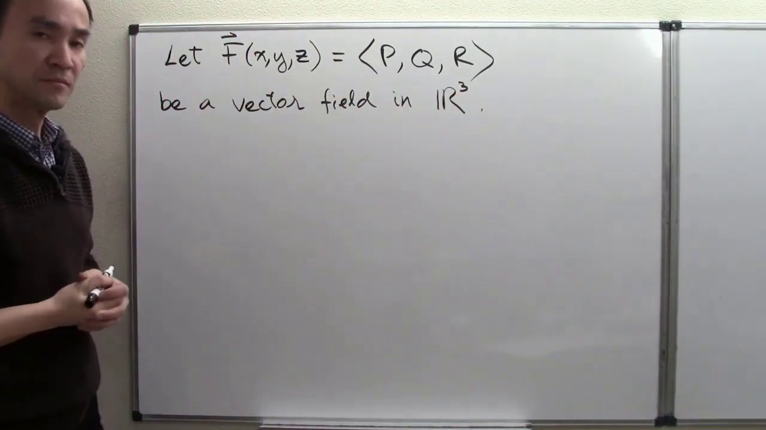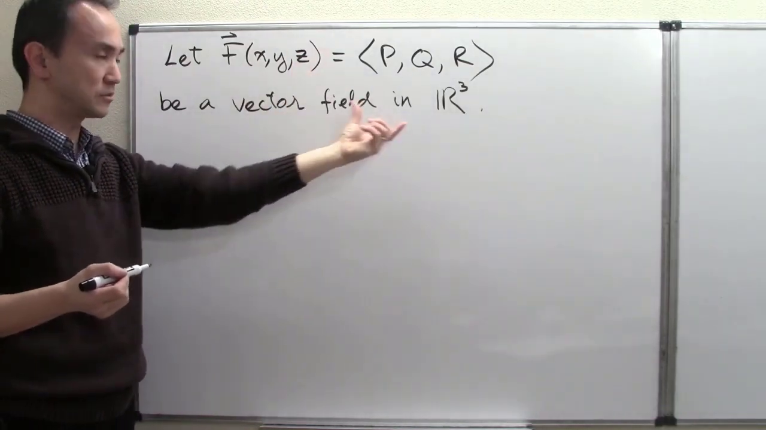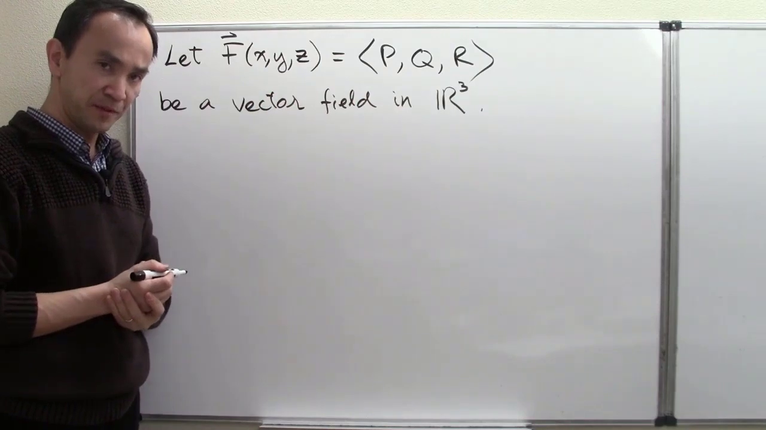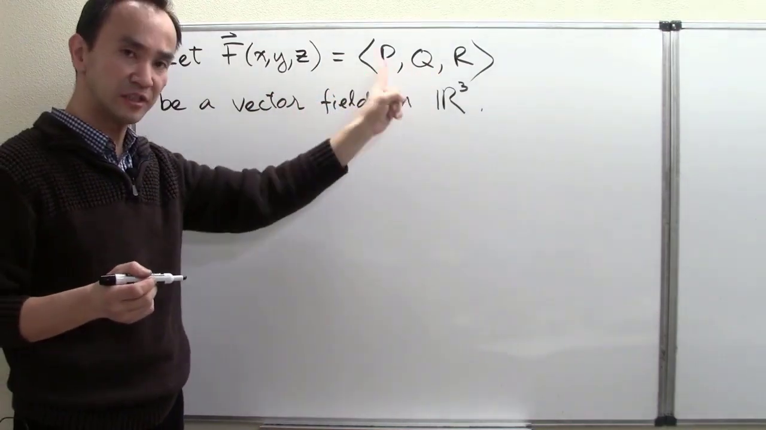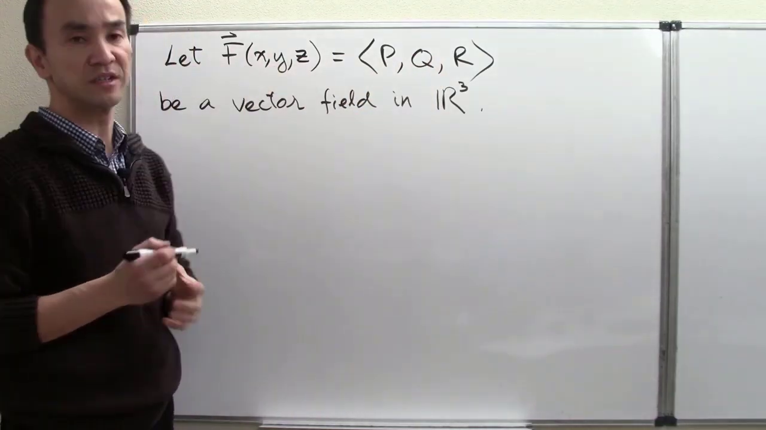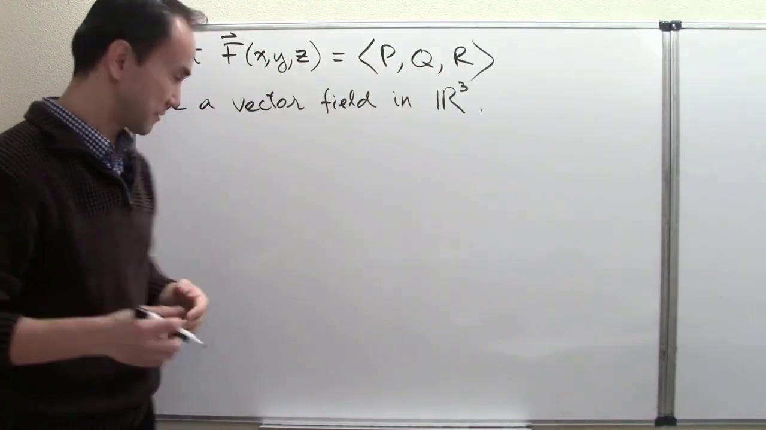So let's start with just a vector field in R3, capital F being a vector field in R3. Meaning each of these components here is a scalar function of three variables, and this here is a vector field. Now it comes to the definition of what a divergence is.